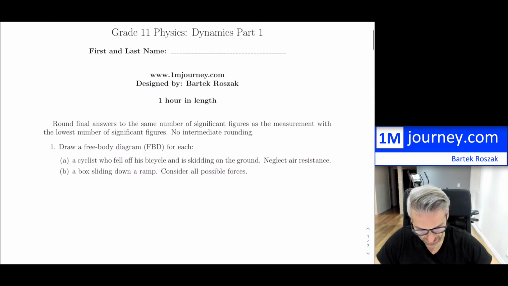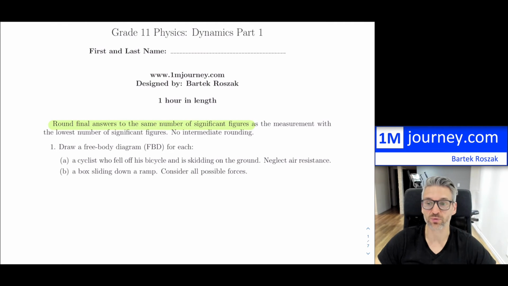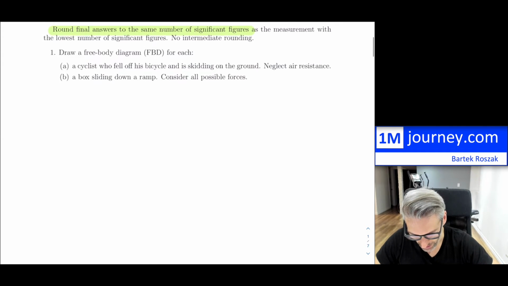So one thing that I'll try to do, I may or may not be consistent on the test, but we'll try to round our final answers to the same number of significant figures as the measurement with the lowest number of significant figures. I'll put up a link up above there for significant figures, just a reminder for you. And I'll try not to round in intermediate steps, right? Or at least I'll keep quite a few decimal places if necessary. All right, so here's question number 1.